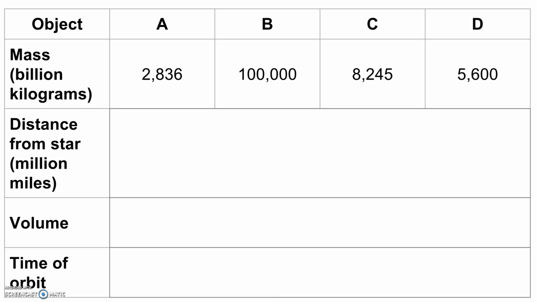Let's take a look at another data table here. So based off of this data table, which object would have the greatest gravitational pull? Because object B has the greatest mass, it would have the greatest gravitational pull. Which object would have the least gravitational pull? Because object A has the smallest mass, it would have the least gravitational pull.